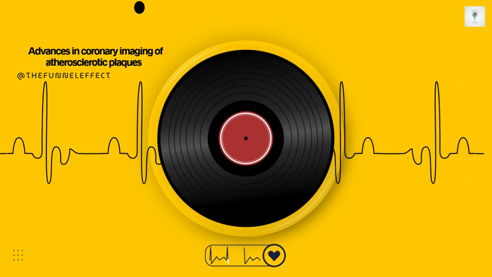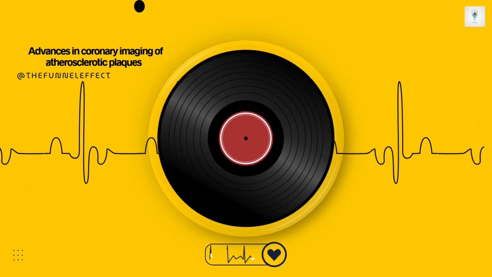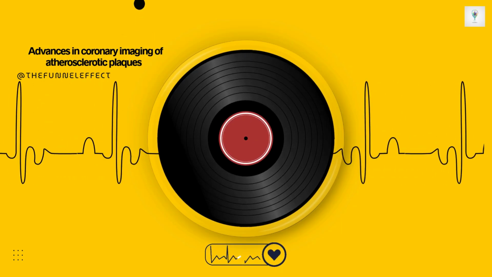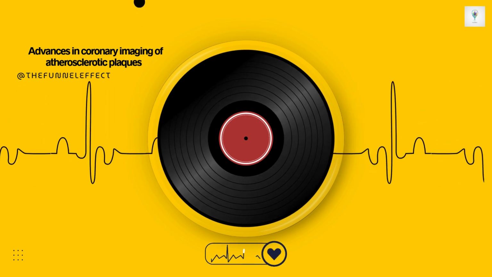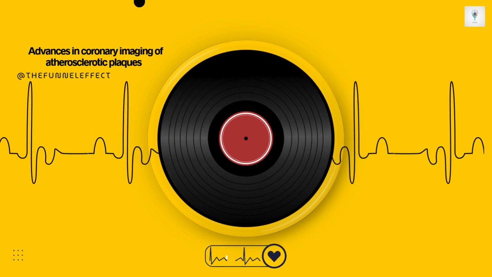Why are they important? Because these neovessels are often fragile, immature, and leaky. They're thought to be a major source of intraplaque hemorrhage, bleeding inside the plaque, which is a key driver of rapid plaque progression and necrotic core expansion.